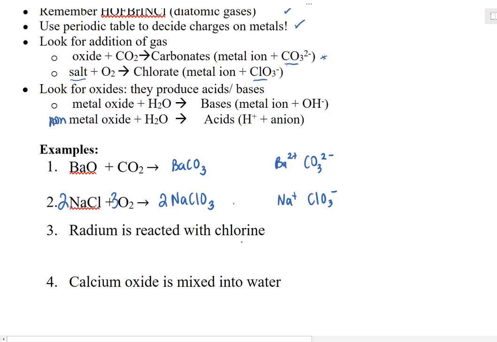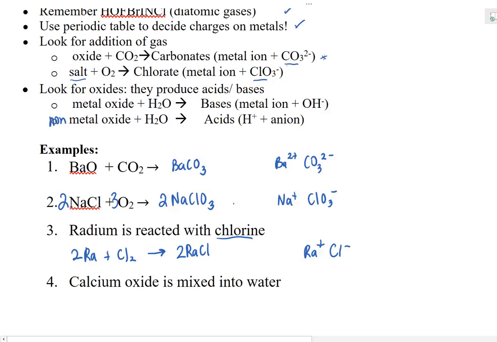Radium is reacted with chlorine, so I need to start with the proper formulas. Radium is a metal, so it's just Ra. Chlorine is part of Hofbrinkel, so it's Cl2. On the side, I'm going to determine the formula of my product. I need the ionic compound, radium chloride. Radium's in group 1, so it's Ra+, Cl-, so I produce RaCl, and now I need to balance. I've got 2 chlorines, so I need a 2 and a 2.